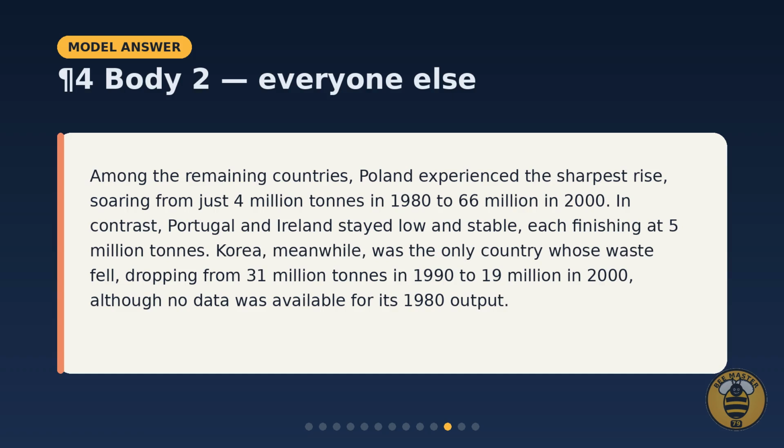Paragraph 4, the second body paragraph. Among the remaining countries, Poland experienced the sharpest rise, soaring from just 4 million tons in 1980 to 66 million in 2000. In contrast, Portugal and Ireland stayed low and stable, each finishing at 5 million tons. Korea, meanwhile, was the only country whose waste fell, dropping from 31 million tons in 1990 to 19 million in 2000, although no data was available for its 1980 output.